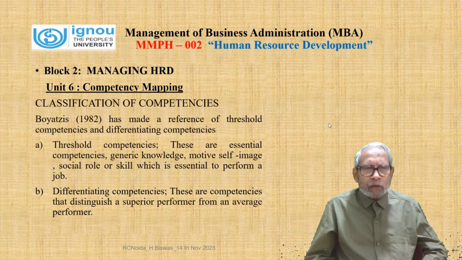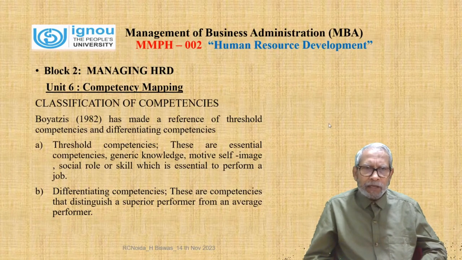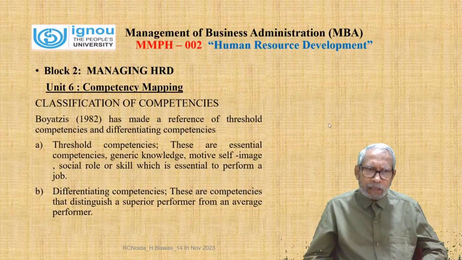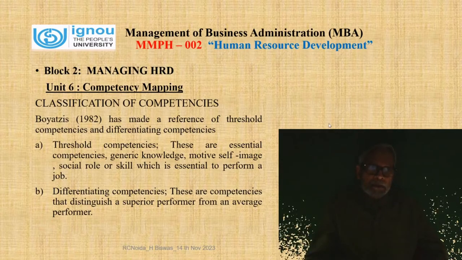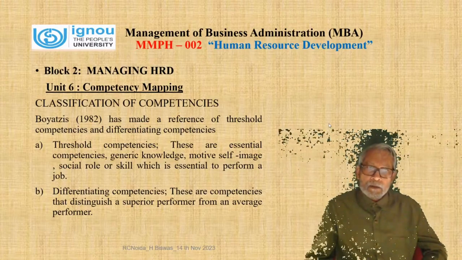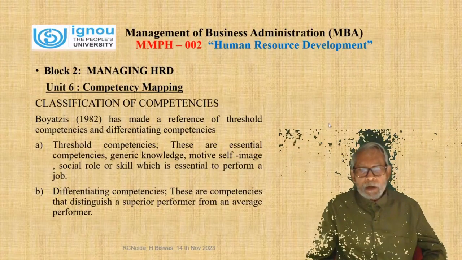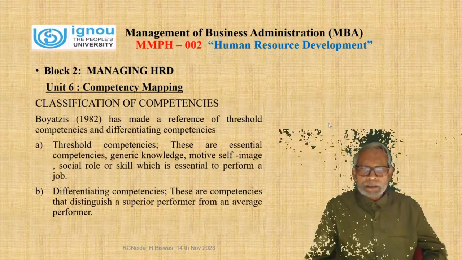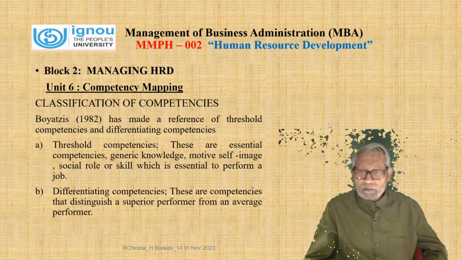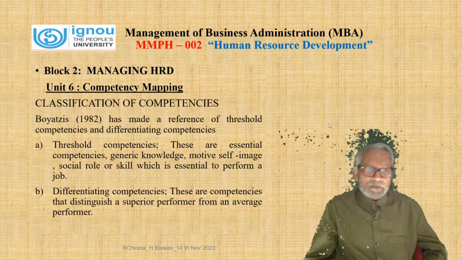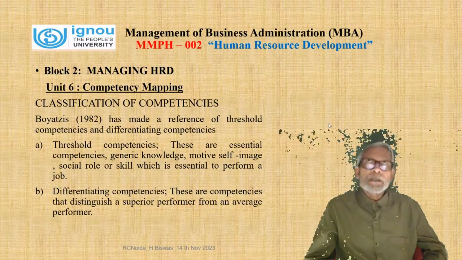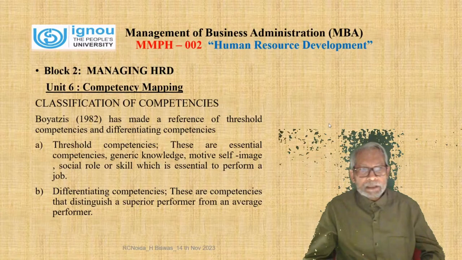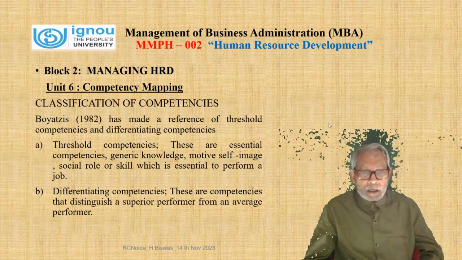Classifications. There are a lot of classifications given. That is, threshold competencies and differentiating competencies. So they are essential competencies. Threshold competencies are basically essential competencies required for your generic knowledge, then motive, self-image, social role, or the skill which is essential to perform a job. Differentiating competencies are the competencies that distinguish the superior performer from the average performer.